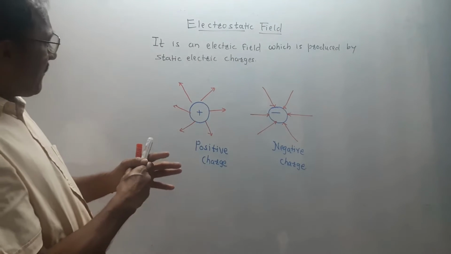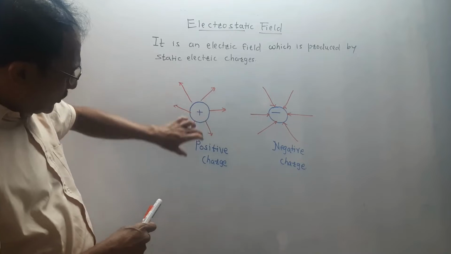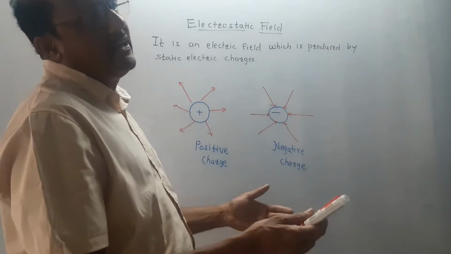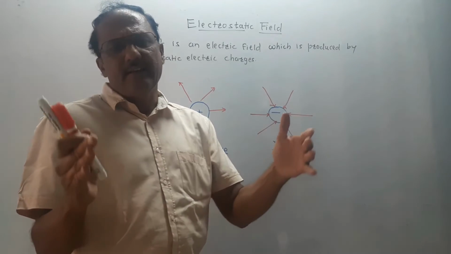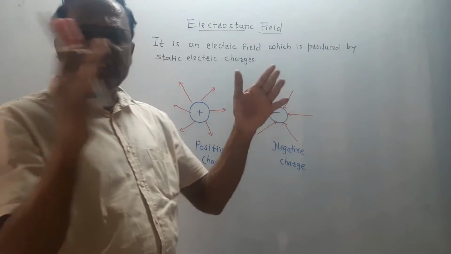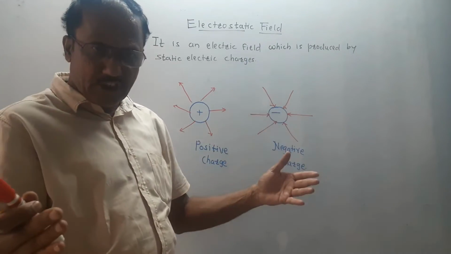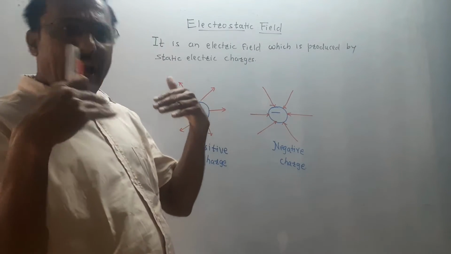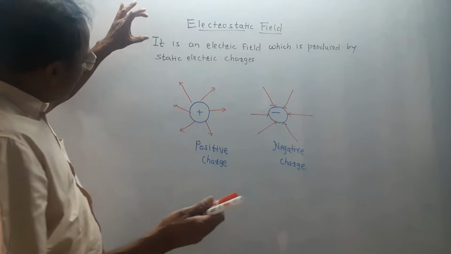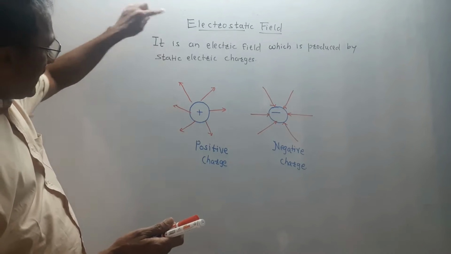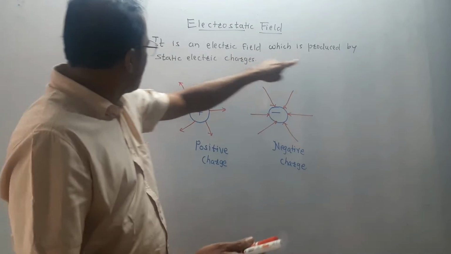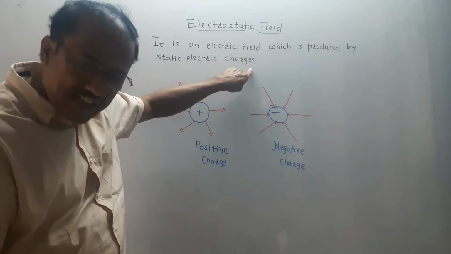For example, consider a positive charge. Similarly, consider a negative charge. We know the well-known phenomena. If there are two charges, then if the charges have the same polarity, there will be force of repulsion. If the charges have opposite polarity, there will be force of attraction. Now, let us first discuss the definition. Electrostatic field is an electric field which is produced by static electric charges.